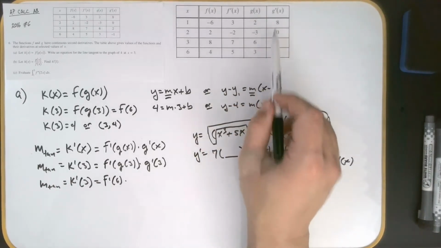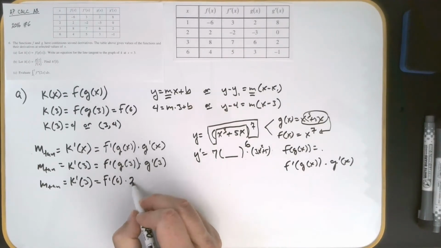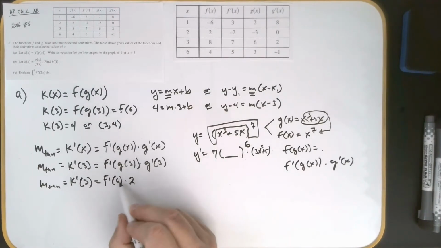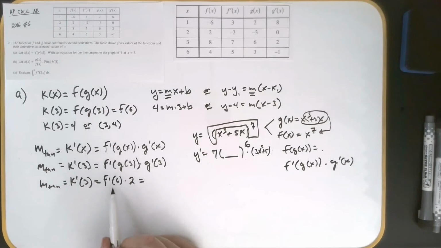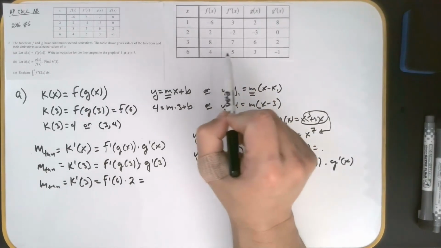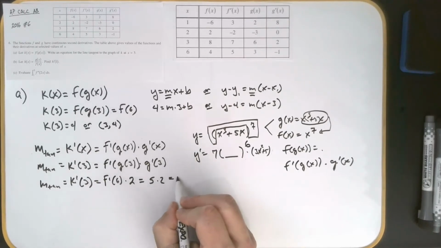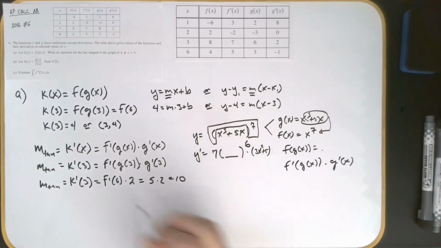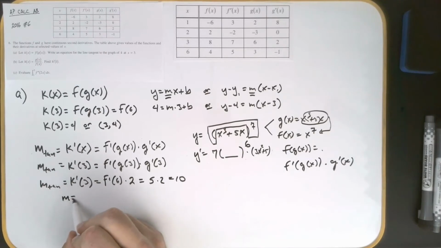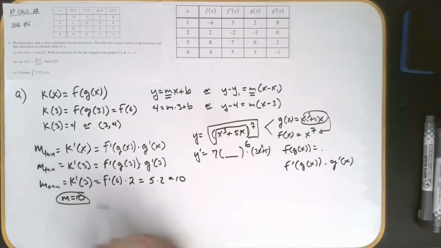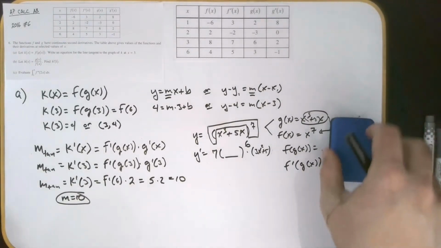So 3 at g prime is 2. And then f prime of 6. F prime of 6, so there's 6, f prime is 3. So this is equal to 5 times 2, and this is equal to 10. So it looks like our slope is equal to 10, and now I could take that and put it into my equations over here. So now that I have that, I'm going to erase this work to get it out of the way.